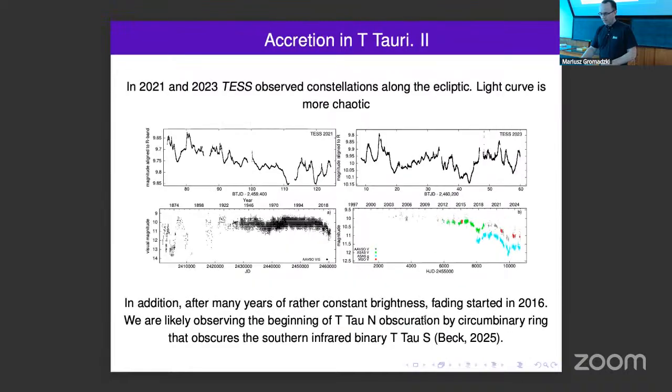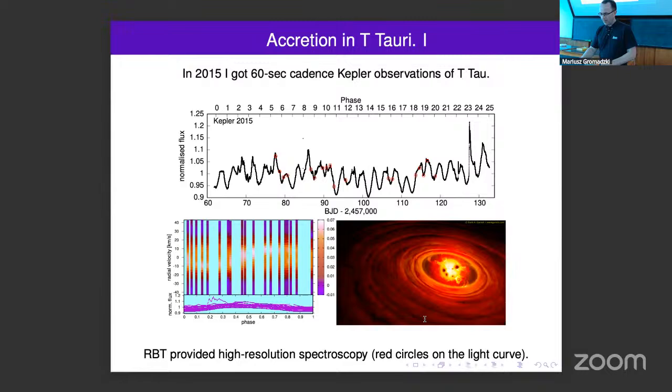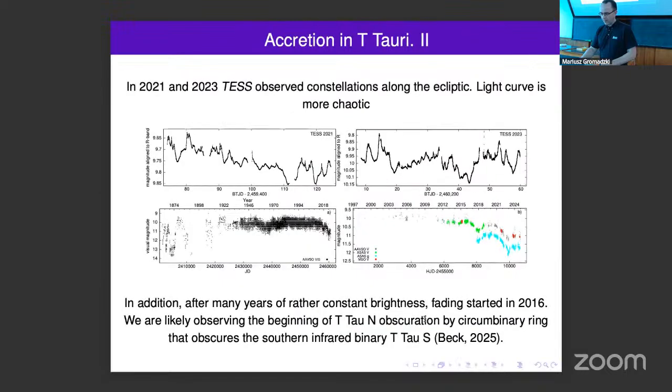And actually, I didn't publish those results quickly. In the meantime, it turned out that TESS will be observing constellations along the ecliptic region. And in 2021 and 2023, it turned out that the light curves are more chaotic than during Kepler observations.